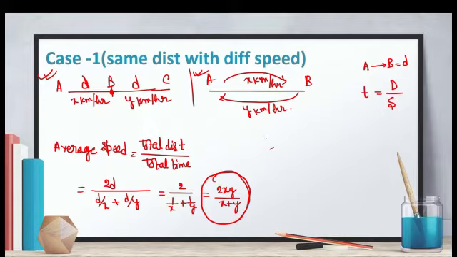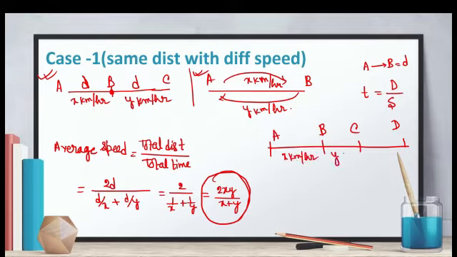Okay. Now, if the car covers the same distance with three different speeds, A to B, B to C and C to D, and first the speed is x kilometer per hour, then y kilometer per hour, and then z kilometer per hour.